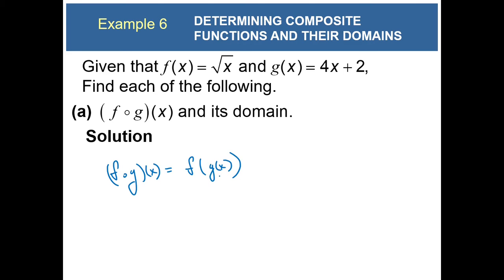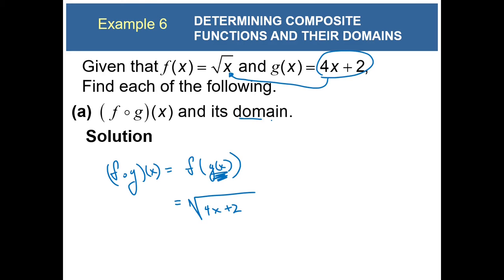I'm going to take the function g and I'm going to plug that into the function f. This results in the square root of, we're going to take the 4x plus 2, we'll plug it into x. This results in the square root of 4x plus 2. So this is our function f of g of x.